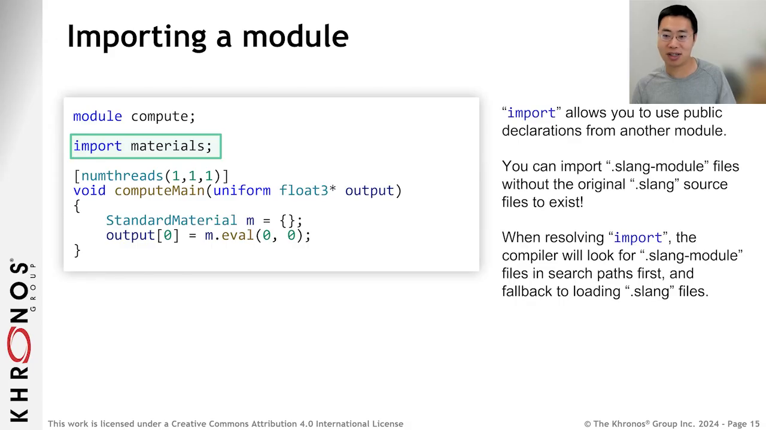So what will happen is that when you compile this compute module, the compiler will try to resolve the file for this import declaration. And when it sees that import materials, it will first look for the materials.slang module file in all the search paths. And if it is found, then you will just use that binary file directly. And in that case, the compiler will not be parsing or type checking anything in the materials module because it's already done. And if that binary is not found, you will then proceed to find the materials.slang file and try to compile it from source.